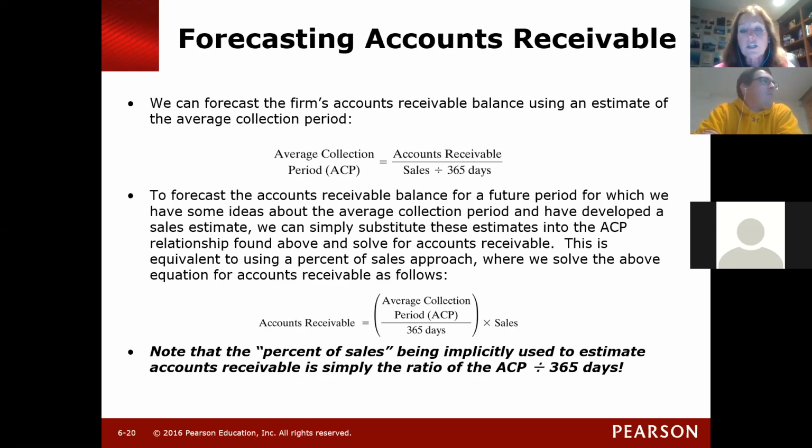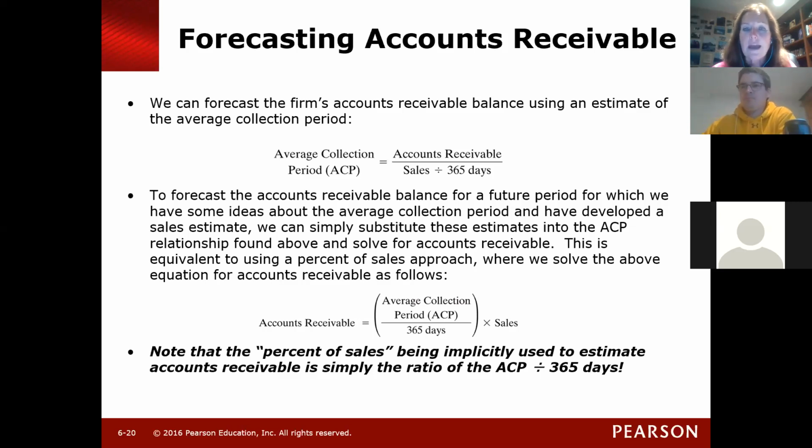So if your average collection period is, say, 41 days, you're turning over about 9 times per year. You multiply that by your sales number to figure out what your accounts receivable should be through time. You can do that, or you don't have to use the ratios. You can look at accounts receivable as a percentage of sales, as we did just on the last slide.